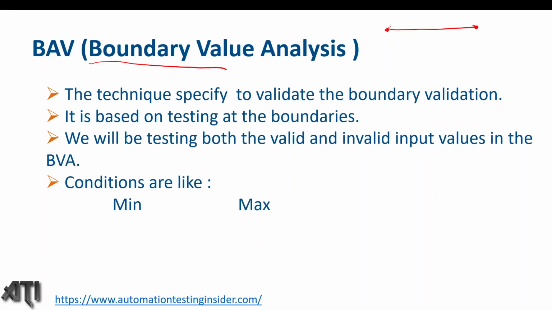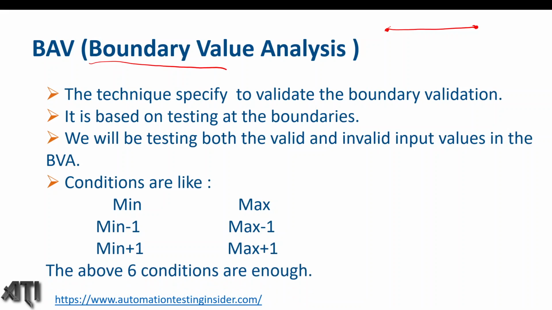Now conditions are like maximum, minimum and maximum, minimum -1, maximum -1, minimum +1, maximum +1. So these are the 6 conditions. So let me give you an example so that you can understand better. So let's say, guys, you are applying for a job in any company's portal. You are entering your details, all the information there in the form, like first name, last name, and we have some email address. Similarly we have one age field as well, age input box.